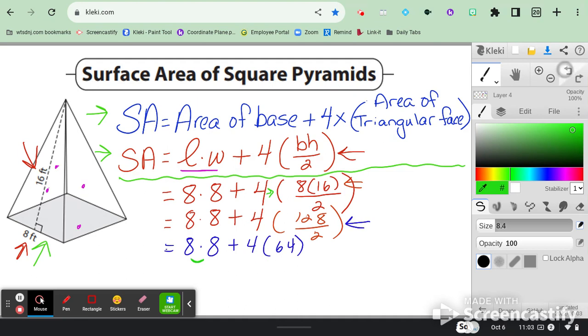So I'm going to multiply the 8 times 8 first. I'm going to get 64. Drop down the addition sign, drop down the 4, open up my parentheses, and the 64. So now I am left with addition and multiplication. And according to PEMDAS, we have to multiply first. So I'm going to drop down my equal sign, drop down the 64, drop down the plus sign, and I'm going to do 64 times 4 to get 256.